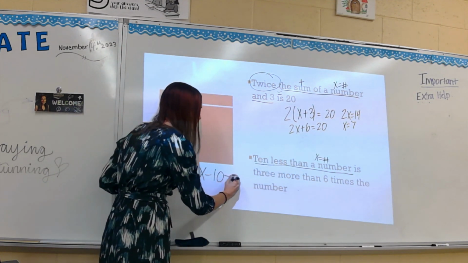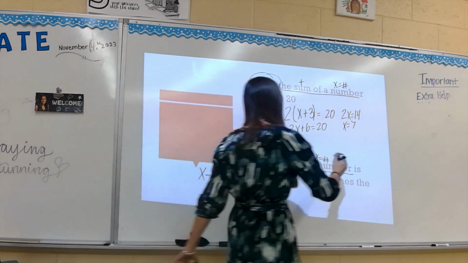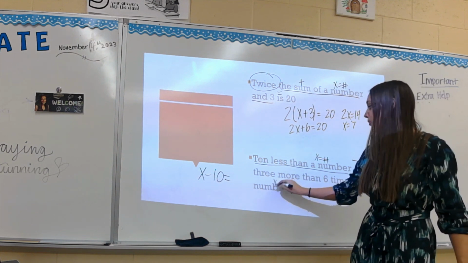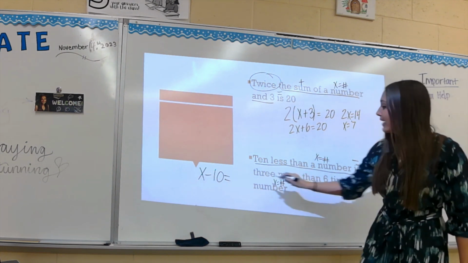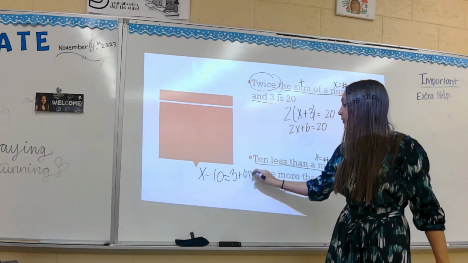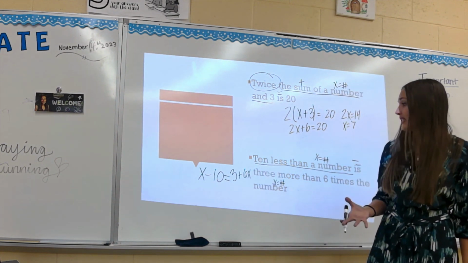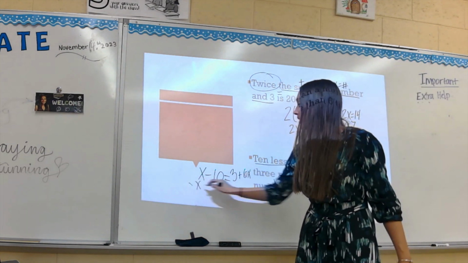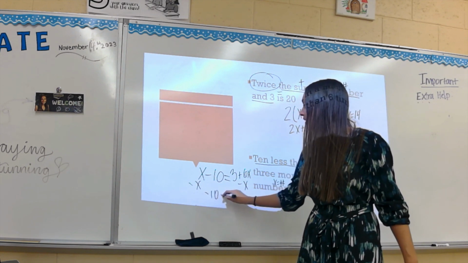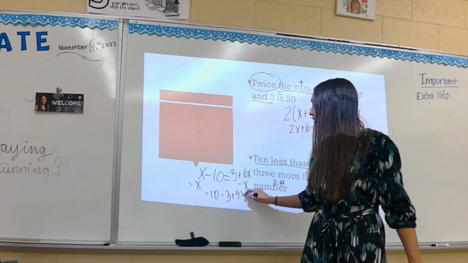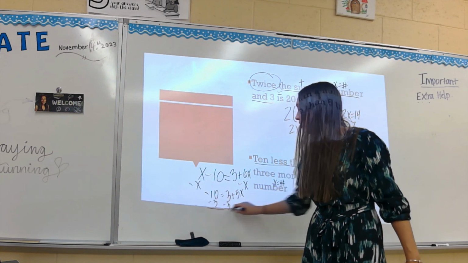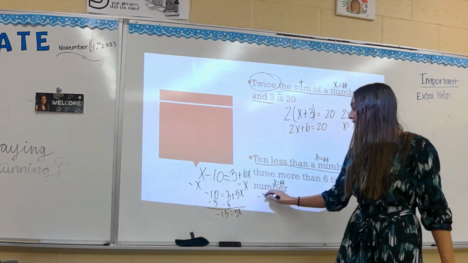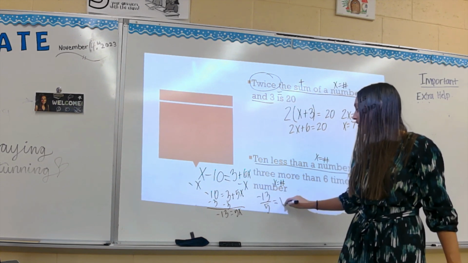The word is means equals. 3 more than. So we're adding 3 to 6 times the number. The number once again is x. We're taking the number and multiplying it by 6. Now we can solve this equation like we normally would. So I'm going to subtract x from both sides. And I get negative 10 equals 3 plus 5x. Subtract 3. I get negative 13 equals 5x. Divide by that 5, I get negative 13 divided by 5 equals x.